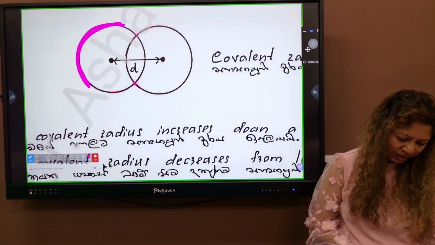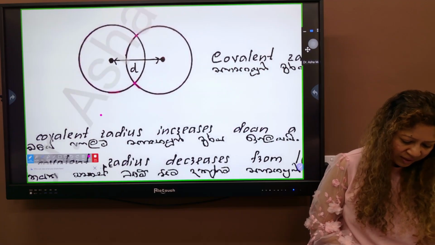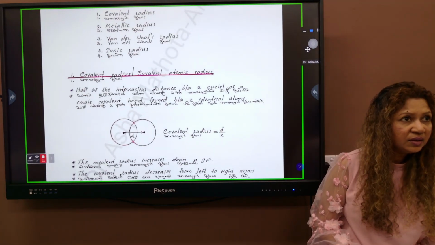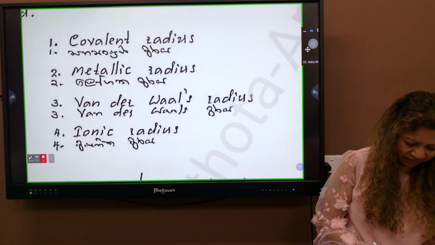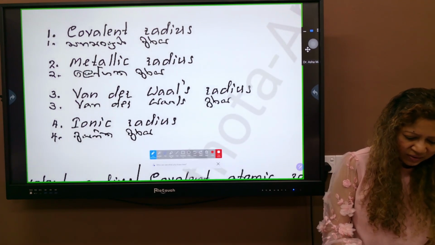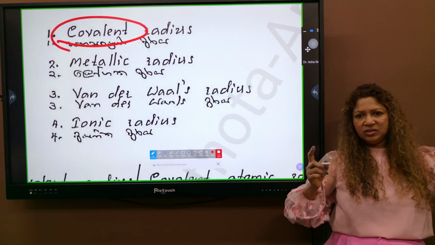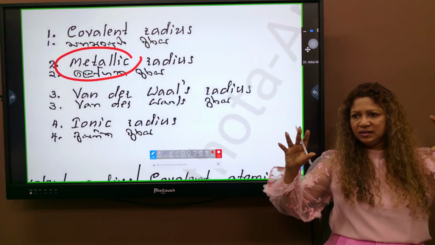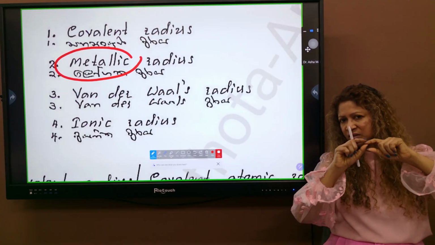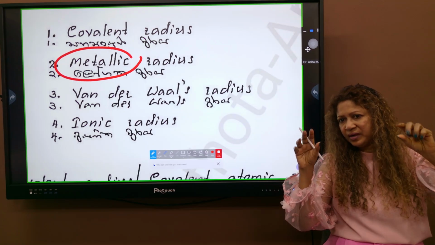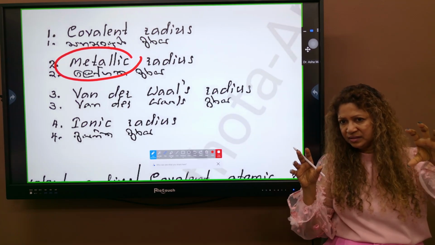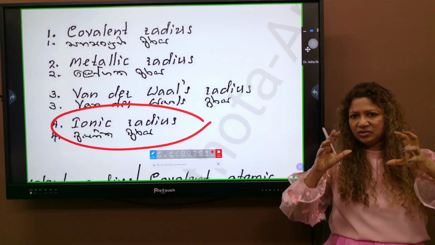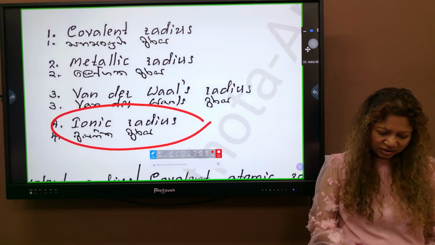Understood? Okay. So we're going to define these 4 radii. What is covalent radius? Sharing. What is metallic radius? The distance between the nuclei of 2 atoms of metal. Understood? What is ionic? The radius of any ion. So this is a new part.